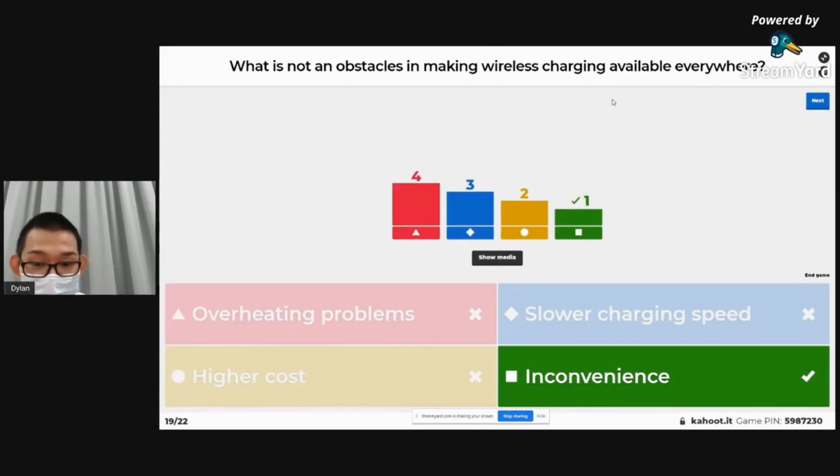And the answer is inconvenience, because I shall repeat the question. What is not an obstacle in making wireless charging available everywhere? If this question was reworded to be what is an obstacle in making wireless charging available everywhere, then overheating problem, slower charging speeds, and higher cost would then be correct.